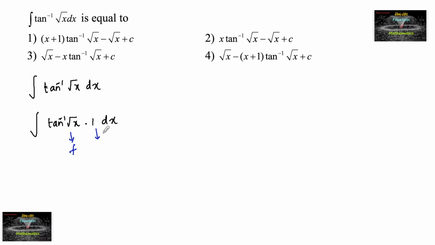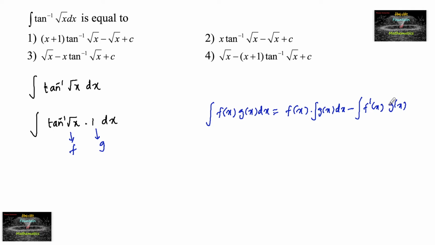and let us consider 1 as the second function, since we know that integration of f of x into g of x dx is equal to f of x into integration of g of x dx minus integration of f dash of x into integration of g of x dx, whole dx again. So this is by parts. So let us apply here.